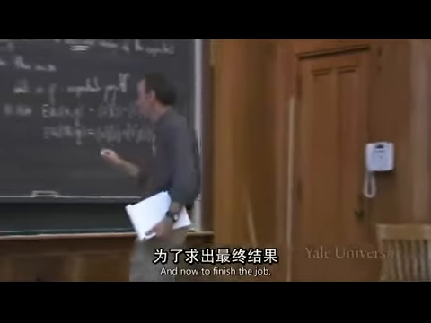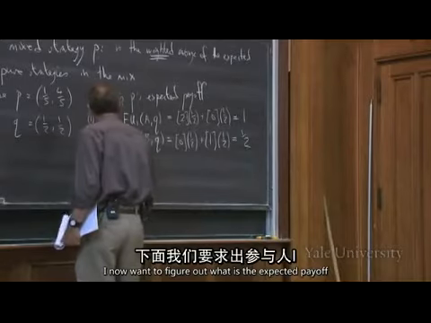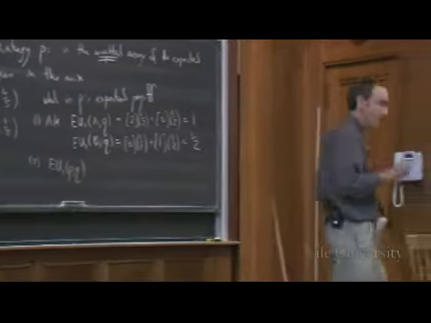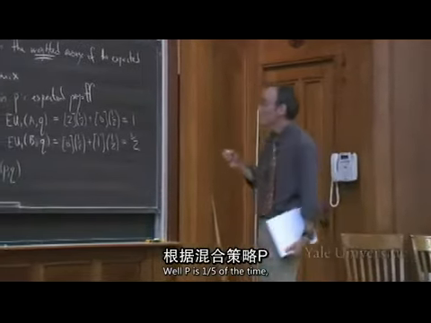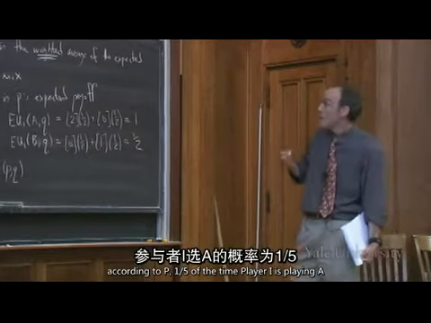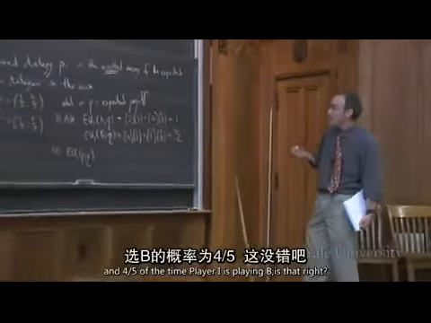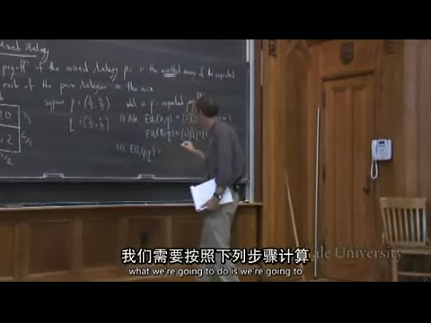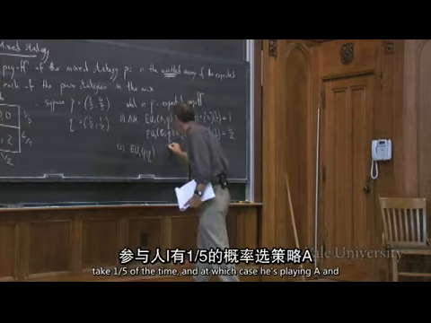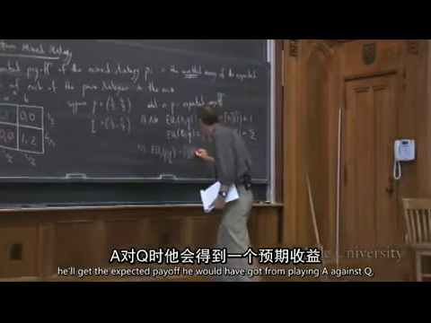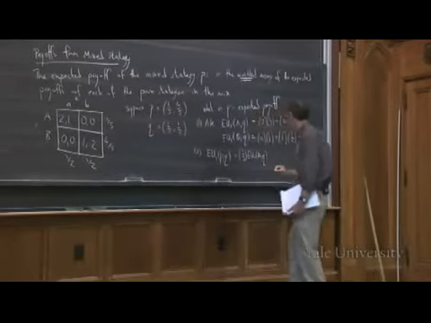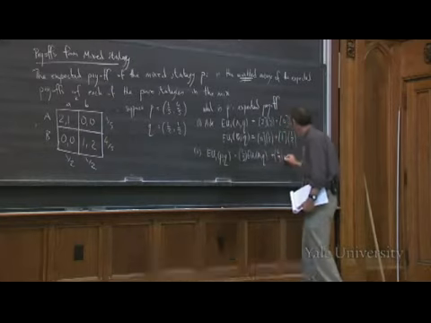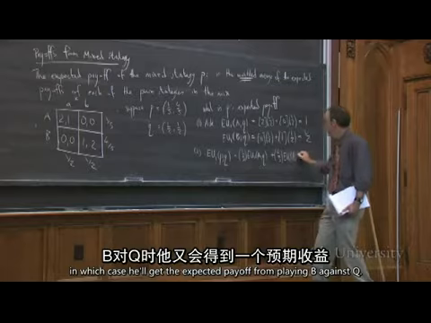Okay, that's the first thing I ask, and now to finish the job, I want to figure out what is the expected payoff for player 1 of using P against Q. That was the question I really wanted to start off with. All right, what's the way to think about this? Well, according to P, 1/5 of the time, player 1 is playing A, and 4/5 of the time, player 1 is playing B. Is that right? So to work out the expected payoff, we're going to take 1/5 of the time, in which case he's playing A, and he'll get the expected payoff he would have got from playing A against Q. And 4/5 of the time, he's going to be playing B, in which case he'll get the expected payoff from playing B against Q.